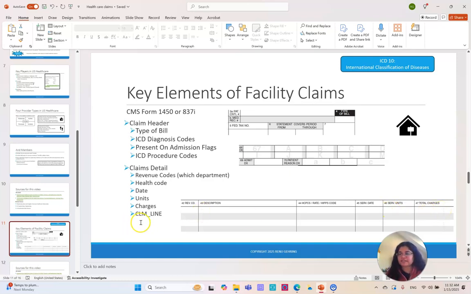And the way that these two files are combined is through the claim line. And a claim ID can have many claim lines. So the join relationship between the header and the claim detail is one to many.